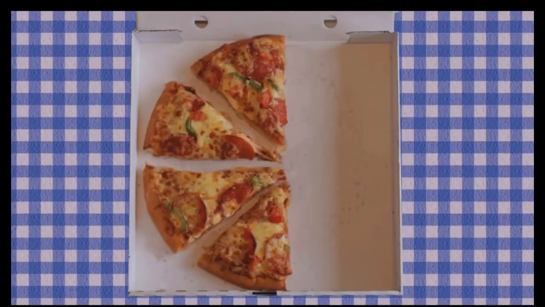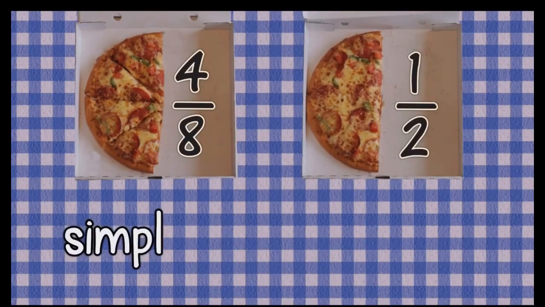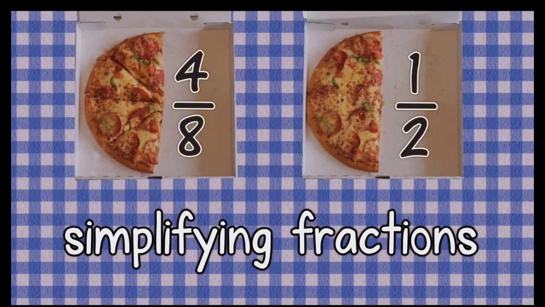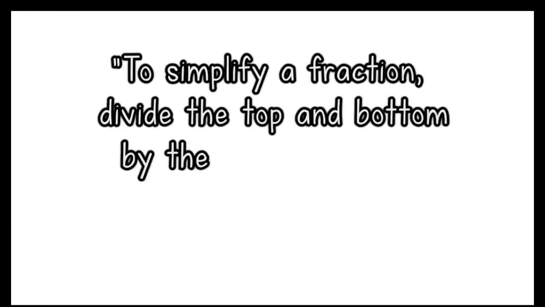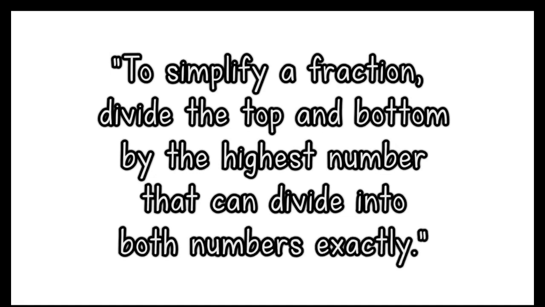Here are 4/8 of a pizza, and 2/4, and a half. Why say 4/8 when you really mean half? Simplifying or reducing fractions means to make the fraction as simple as possible. To simplify a fraction, divide the top and bottom by the highest number that can divide into both numbers exactly. How do I simplify a fraction? There are two ways to simplify a fraction.